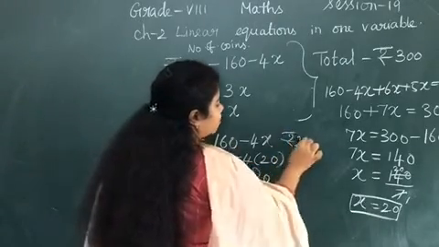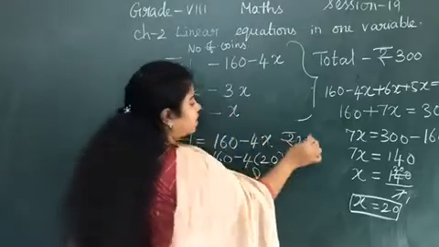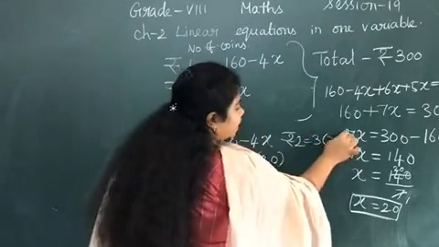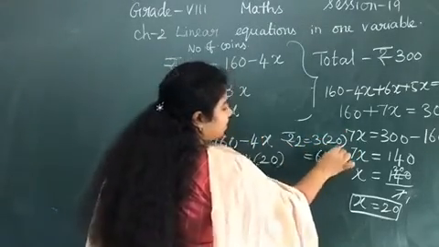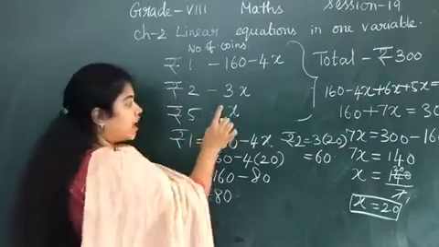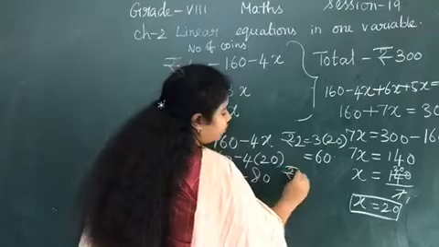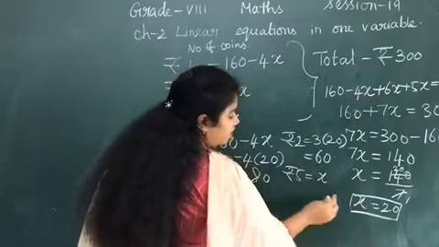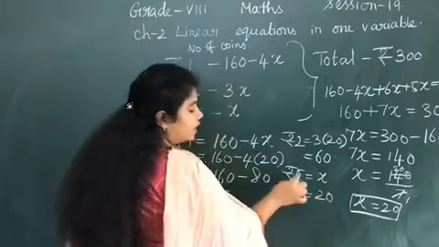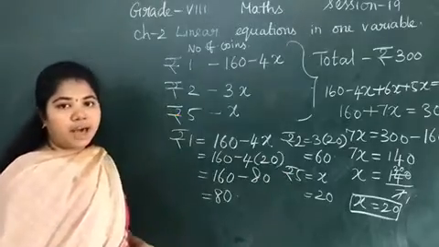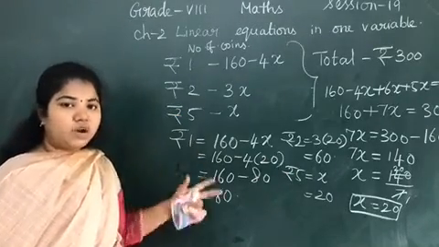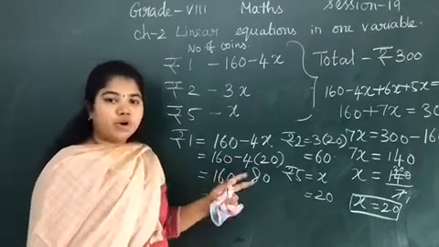Now see the 2 rupee coin. Rupees 2, which is 3 into x. 3 into 20 is equal to 60. So rupees 2, how many coins do I have? 60 coins. Now rupees 5. Rupees 5 is x, x is equal to 20. So I have 25 rupee coins, sorry, 20. Can you understand the denomination, how it is coming? Are you clear with it?